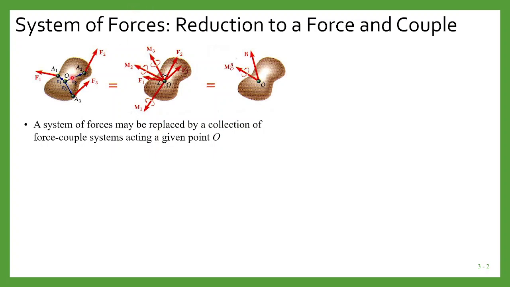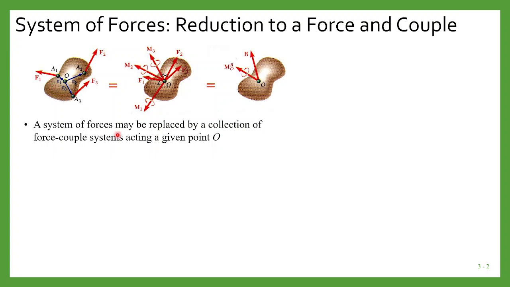So suppose this is the system of forces which is applied on a rigid body at different points. Suppose this force F1 is applied at point A1, then this force F2 is applied at point A2. Similarly, F3 is applied at A3. And these are the position vectors of points A1, A2 and A3.